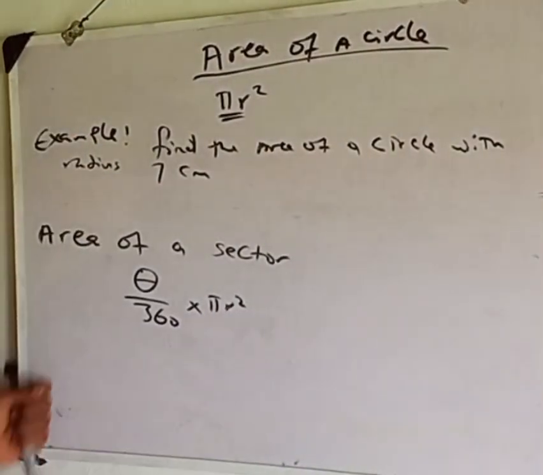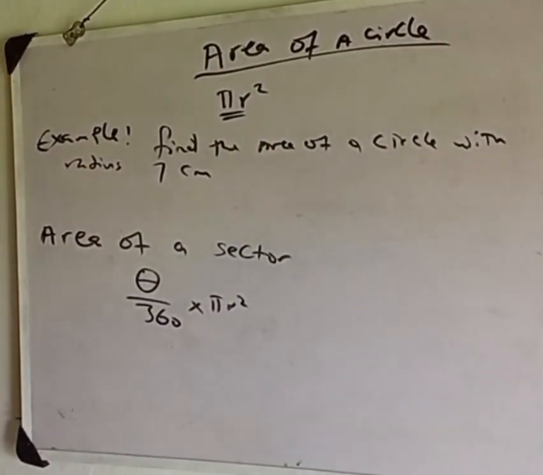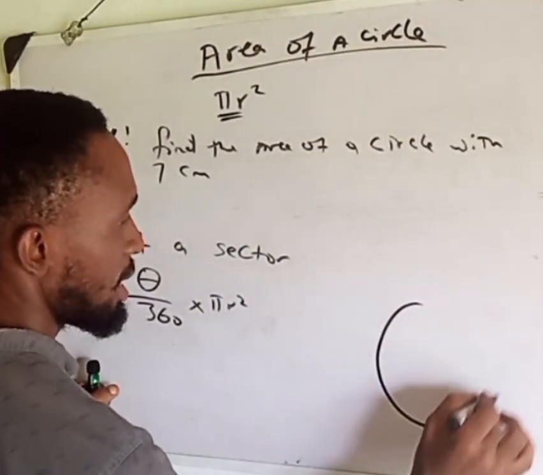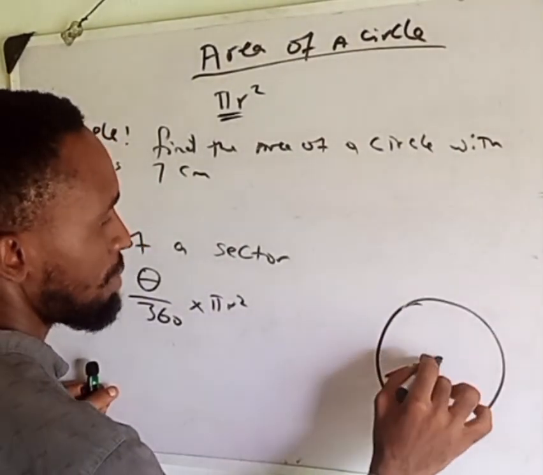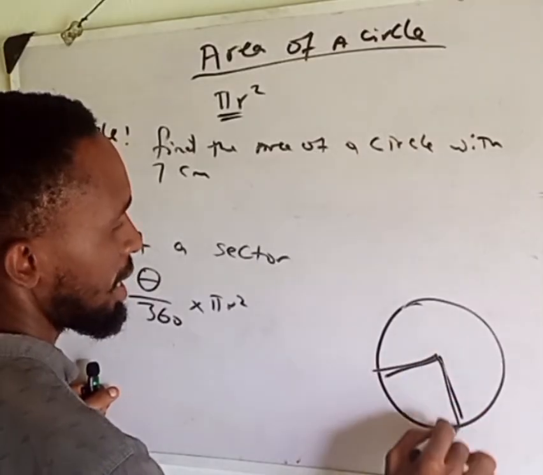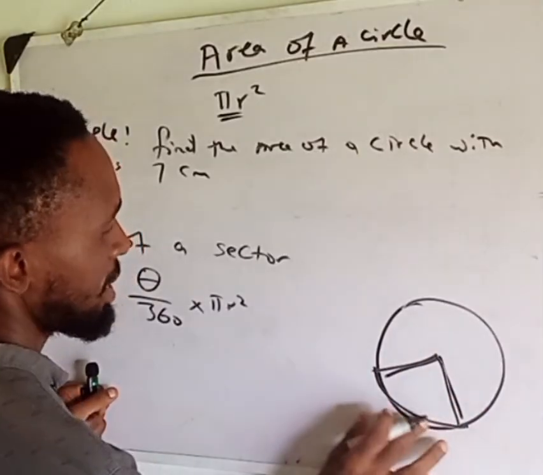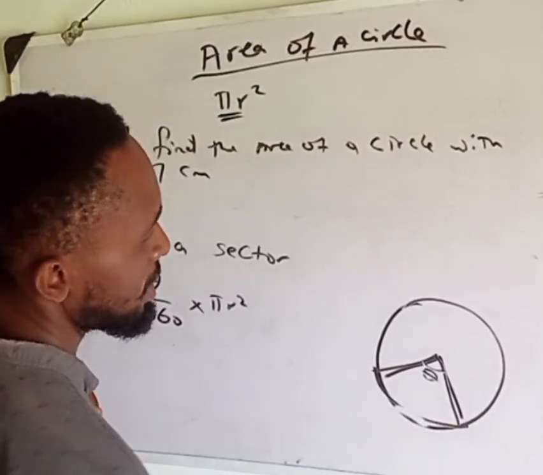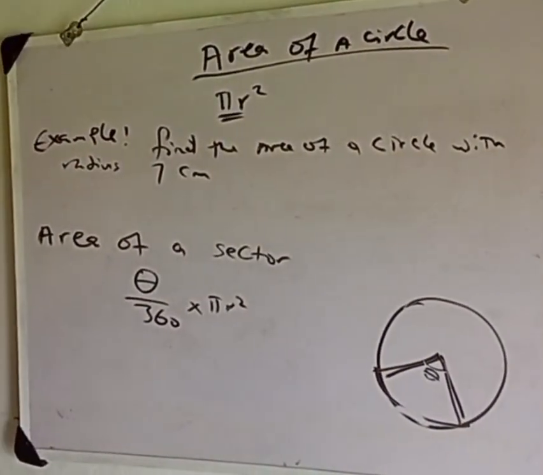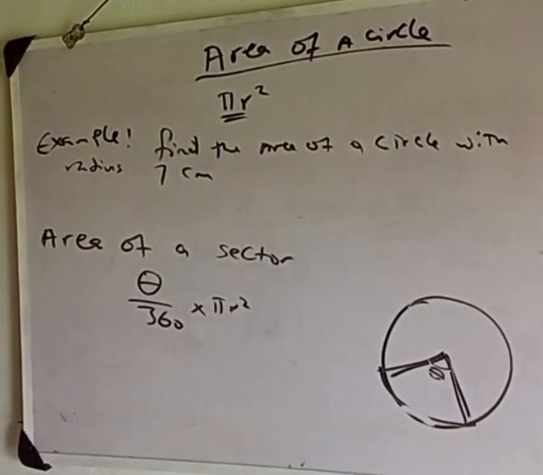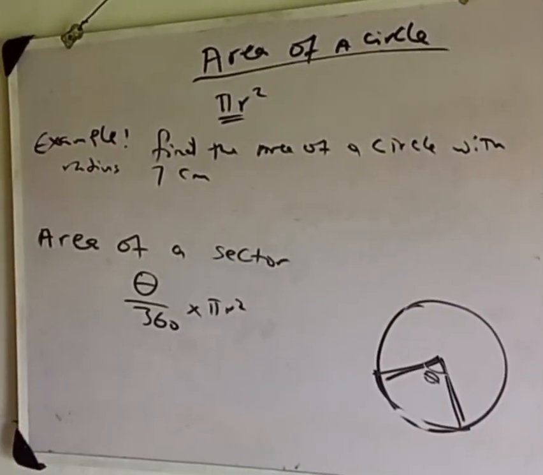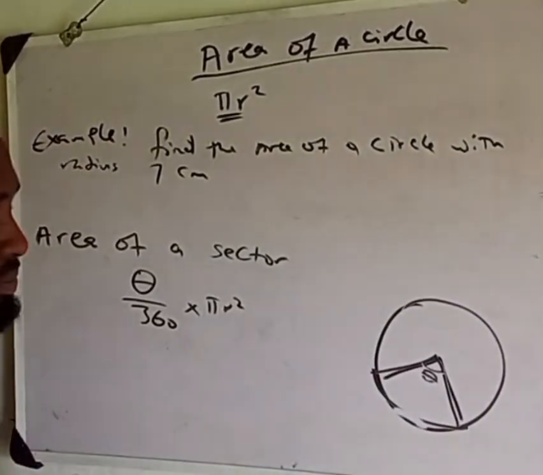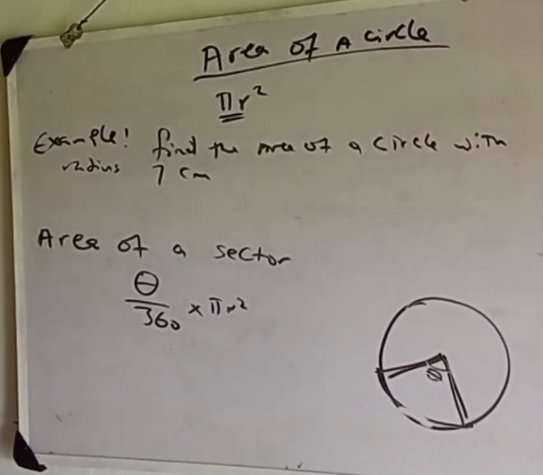Now after this, the next thing we have to do is find the area of a sector. Let me draw a sector so that you can remember what a sector looks like. A sector is a part of a circle bounded by 2 radii and an arc. And many times within this sector, you have something called theta, which is the angle between the 2 radii. We call the angle between the 2 radii theta.